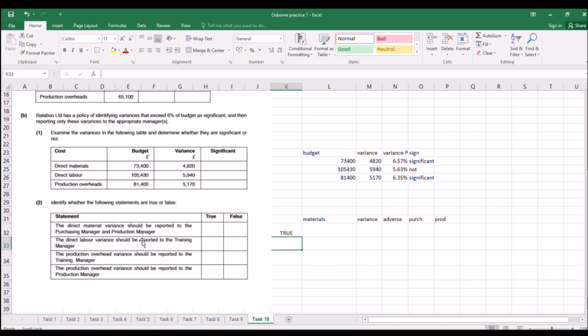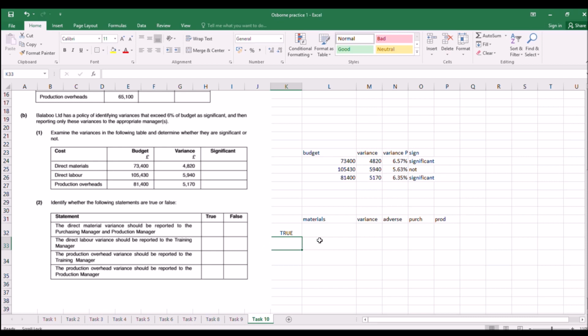Now, actually, in this one, later on in level 3, you're going to split this materials variance between cost variances and production variances, and we'll see exactly who it is between the two of them. The direct labour variance should be reported to the training manager. Right, okay. The direct labour variance should be reported to the training manager.